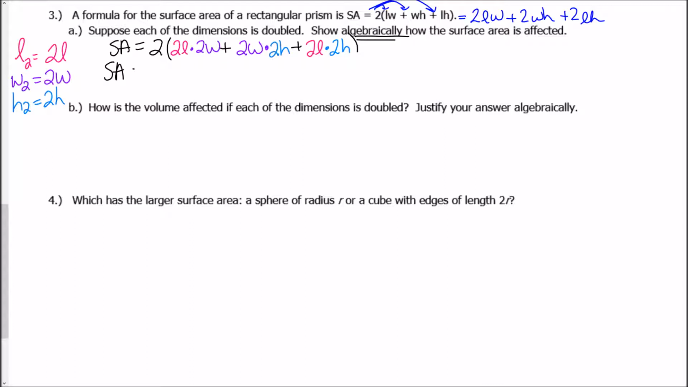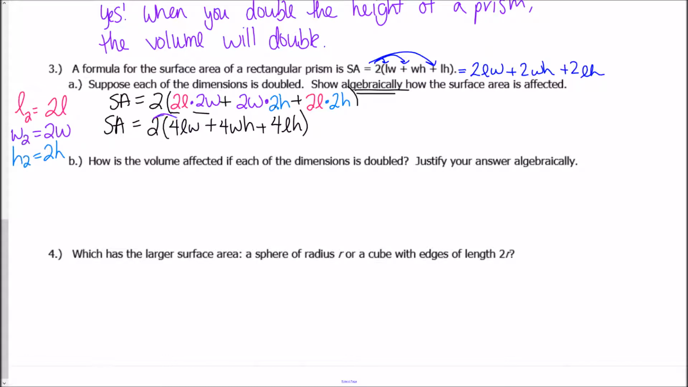So here, the surface area becomes 2 times 2L times 2W is one term, and my coefficients of 2 and 2, when I multiply them together, gives me 4. So this becomes 4LW, plus, same thing, 2 times 2 is 4, so this becomes 4WH, plus, same thing, this becomes 2 times 2, which is 4LH. Well, when I distribute the 2 through, I end up getting surface area equals 8LW plus 8WH plus 8LH.